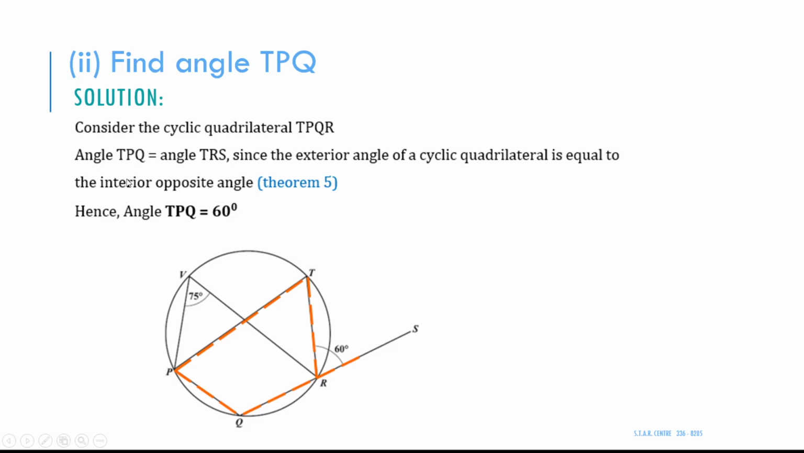And then we have our theorem that we use, theorem 5, that the exterior angle in the cyclic quadrilateral is equal to the interior opposite angle. And this is the angle that we want to find, angle TPQ, that's this one. Alright, so the exterior angle of a cyclic quadrilateral is equal to the interior opposite angle. So this is going to be the same size as this angle, which is 60 degrees.